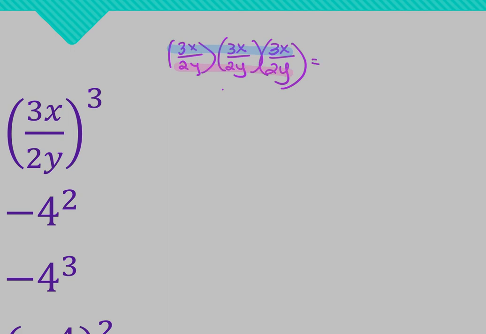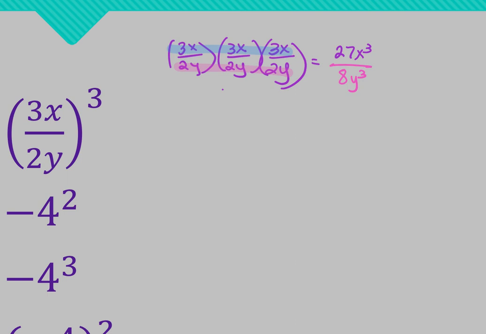So the numerator would be 3 times 3 times 3, or 27, x times x times x, x to the third, over the denominator would be 2 times 2 times 2. 2 times 2 times 2 is 8, and then y times y times y is y to the third. So that's one way to do it, totally acceptable, gets you to the right answer. Okay, if your brain sees it that way, do it.